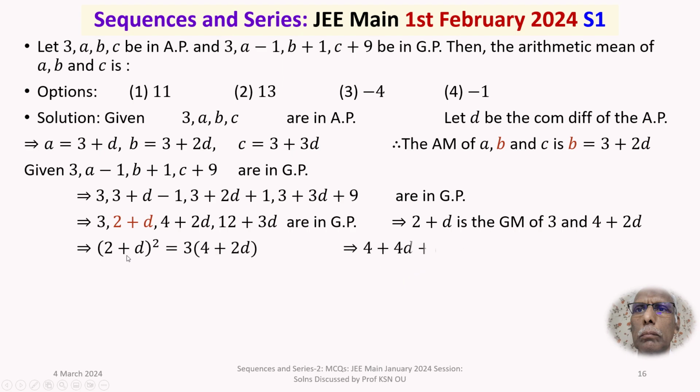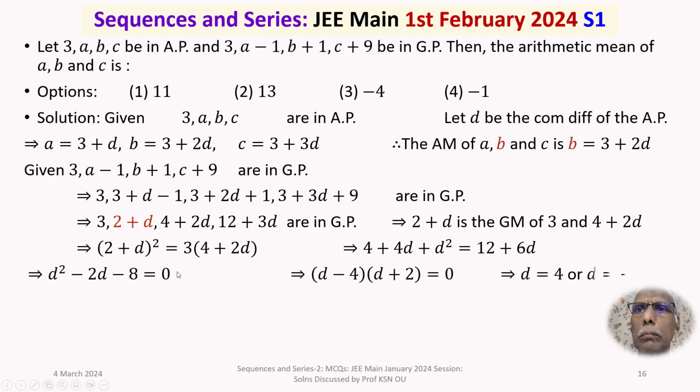So that will give you (2 + d)² is equal to the product of 3 into (4 + 2d). Now simplify all that. You get d² − 2d − 8 = 0, and the factors are (d − 4)(d + 2), and it will give you d = 4 and d = −2. So now we take d = 4.